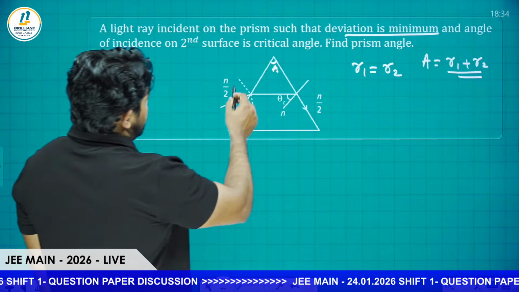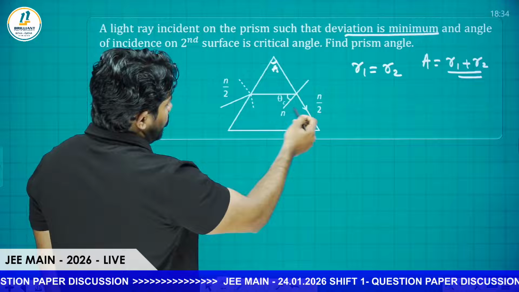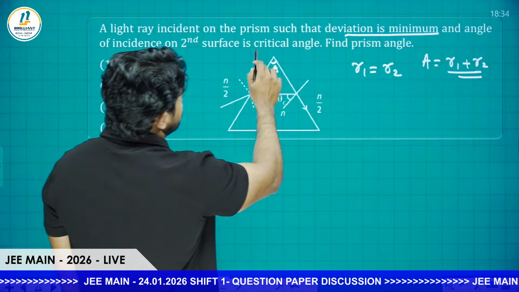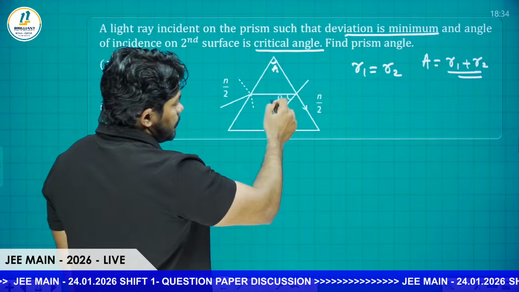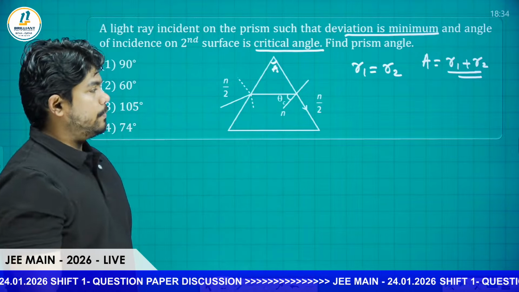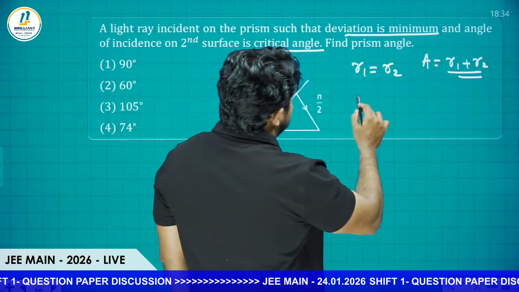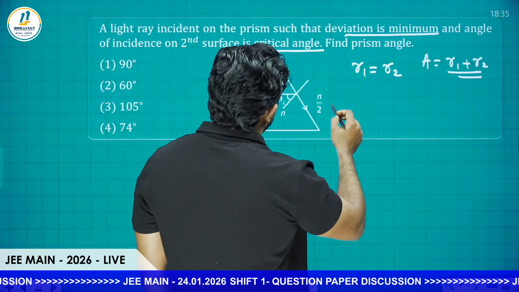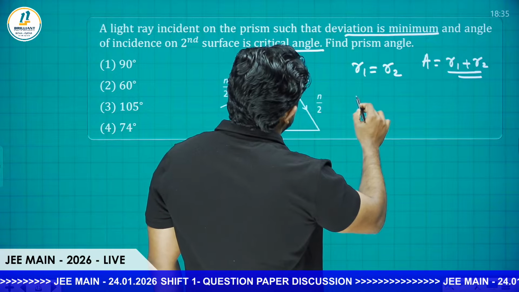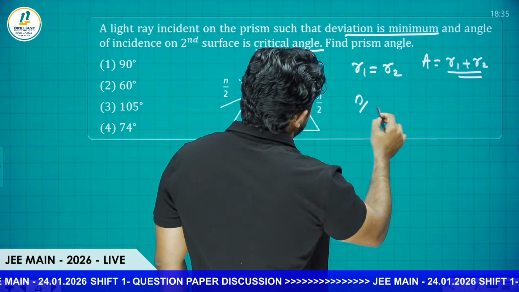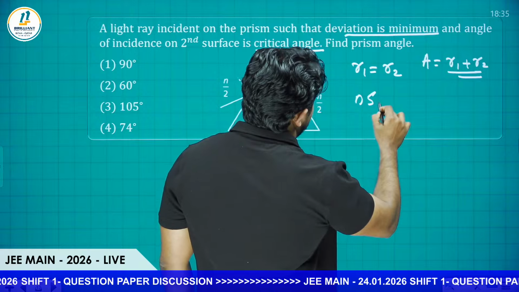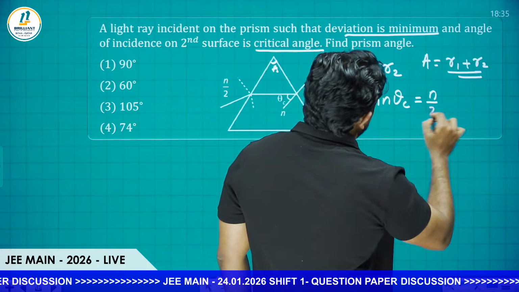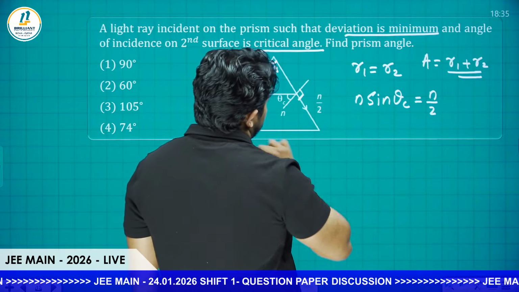Then the next idea is, there is one more thing given, that is the angle of incidence on the second surface is the critical angle, right? So theta c is given, the critical angle value is given. So we know that by Snell's law we can write n sine theta c, right? That should be equal to n2 sine 90 degree, right?